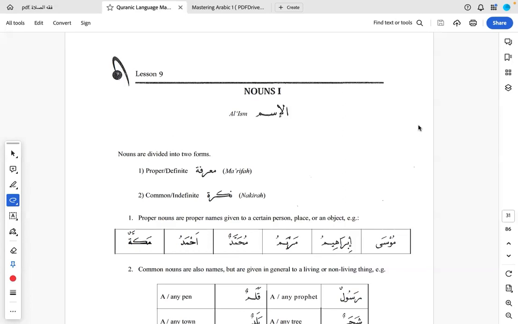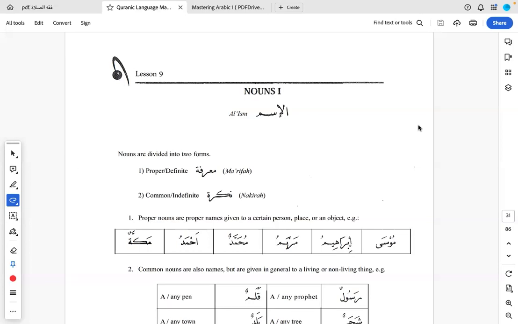They have certain features, or there are certain features common among them that we have talked about earlier. So, for example, they can end with a kasra. They can end with tanween. They can be preceded by a preposition. They can start with alif lam. All these and more are among the main features or signs of nouns, as we have seen earlier.